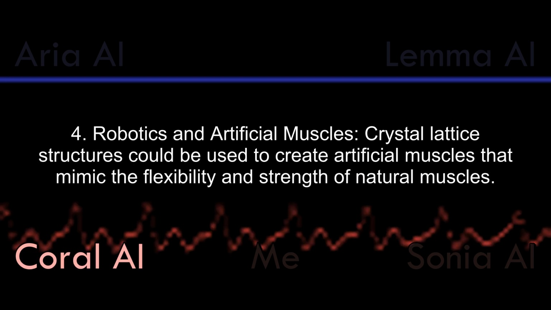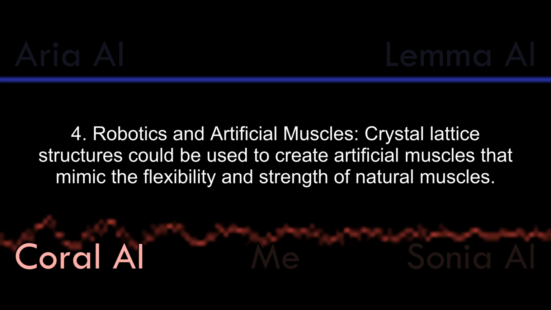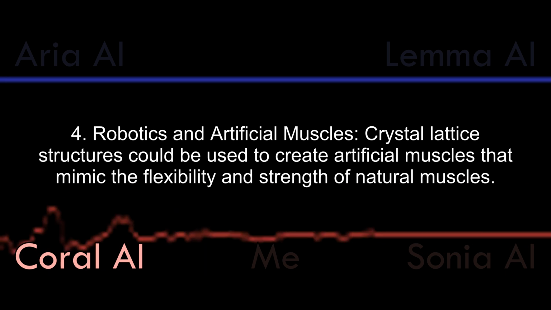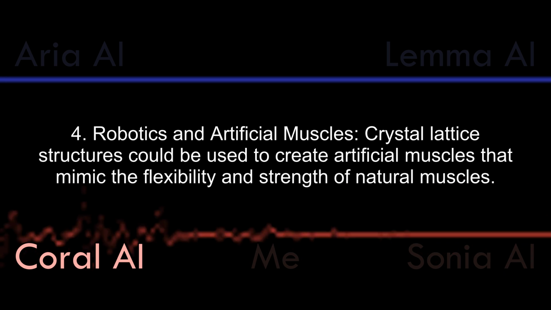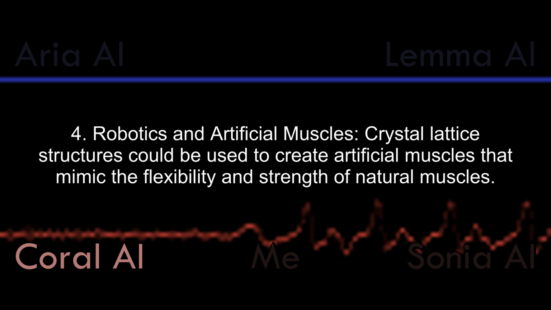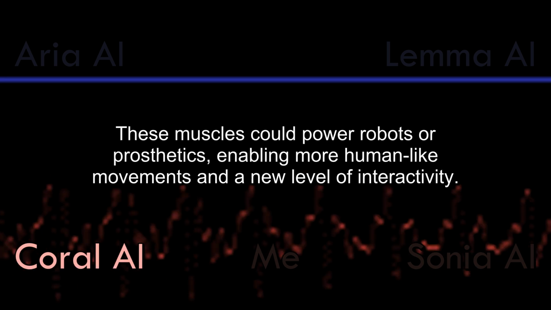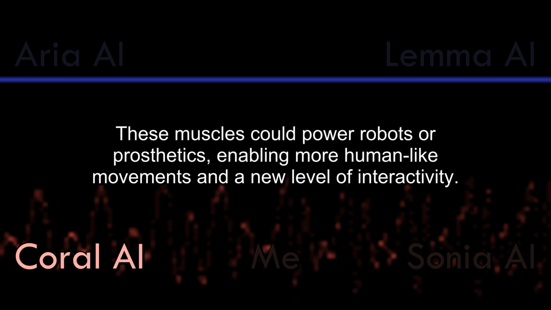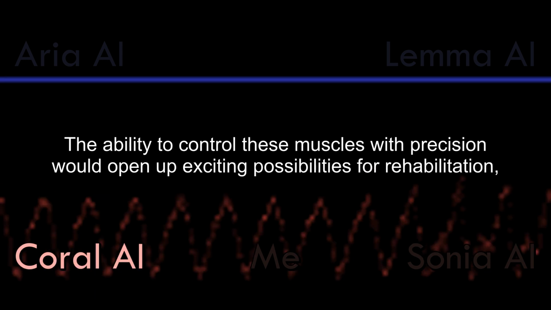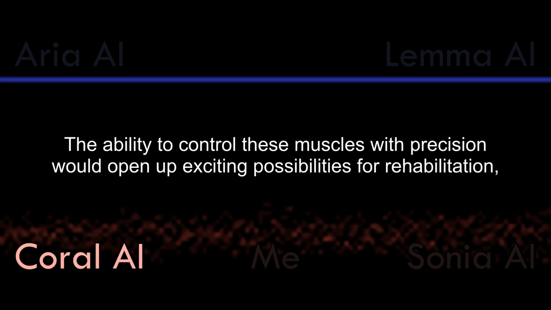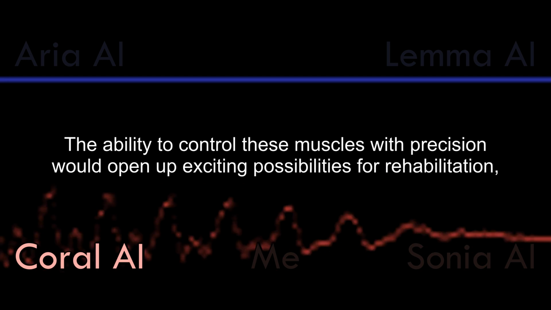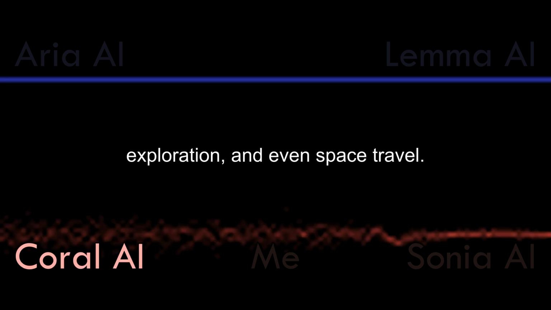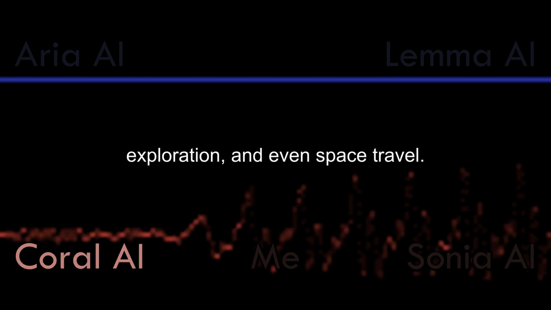4. Robotics and artificial muscles. Crystal lattice structures could be used to create artificial muscles that mimic the flexibility and strength of natural muscles. These muscles could power robots or prosthetics, enabling more human-like movements and a new level of interactivity. The ability to control these muscles with precision would open up exciting possibilities for rehabilitation, exploration, and even space travel.